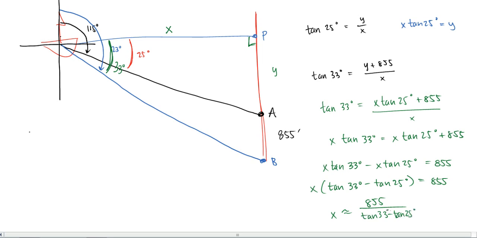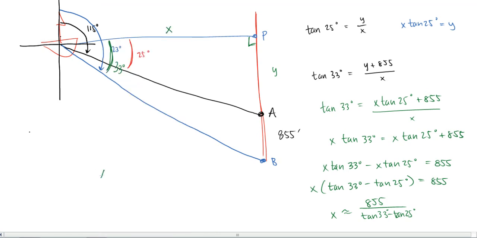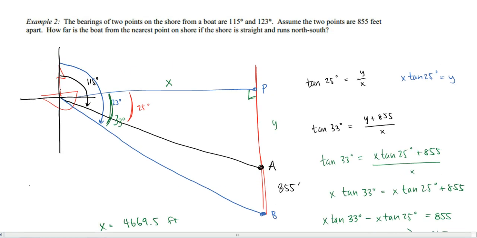And this has gone very smoothly. I will grab Sheila, we'll grab my calculator, make sure she's in degree mode, which she is, and I'll have 855 divided by, now make sure you get that quantity in the denominator, put parentheses around it, and I get tan 33 minus tan 25, and looks like we are about 4,669.5 feet away from shore. So x would equal 4,669.5 feet.